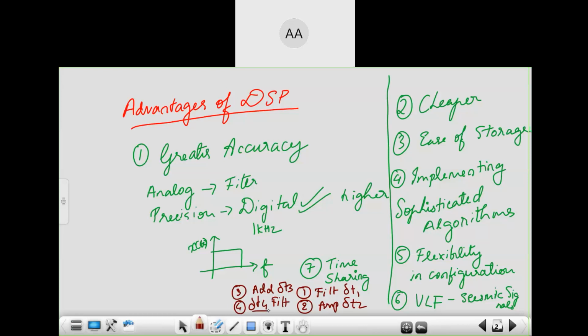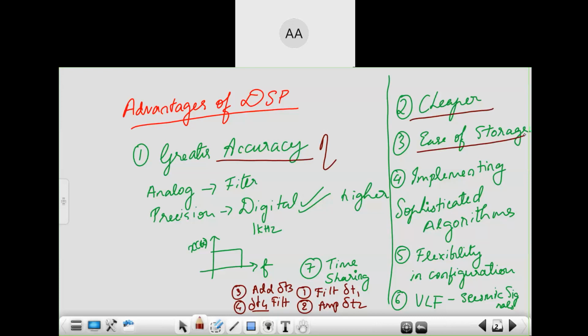So these are some of the basic advantages. Once again, we'll quickly go through it. First one is accuracy. Whether you have to design a filter or an amplifier, whatever it is, the digital domain is much more accurate. So the first point that you're going to consider is accuracy, or you can say efficiency also. Next is the cost. It is much cheaper. Because it is digital in nature, storage is easier.